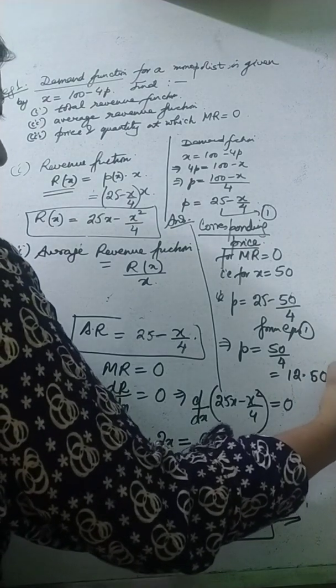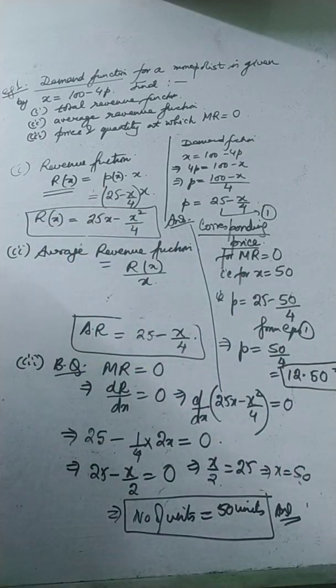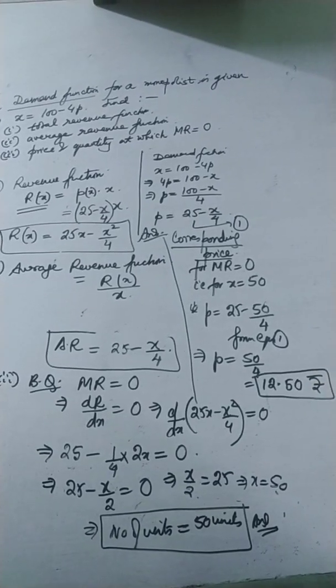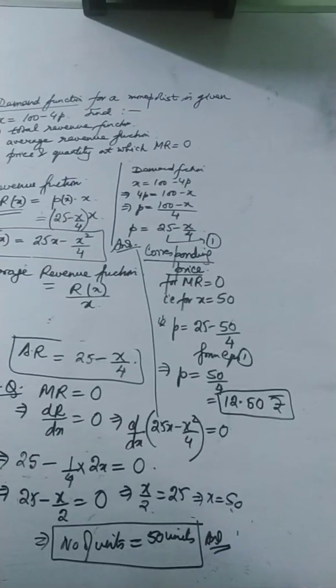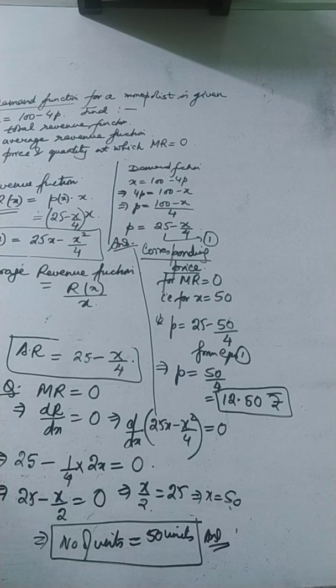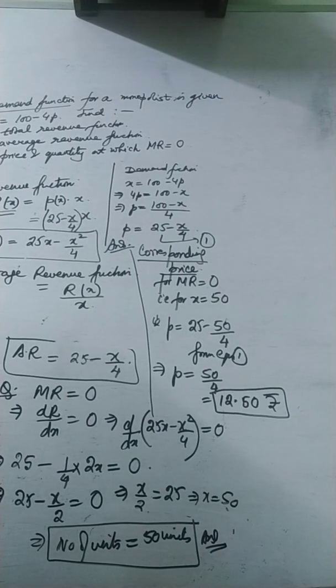Don't forget to write the unit. It's price, so it will be rupees 12.50. So this is the corresponding price per unit for which MR is equal to 0. That is, when the number of units is 50, the corresponding price is this. Okay. So that was an example. We'll move on to another example now.